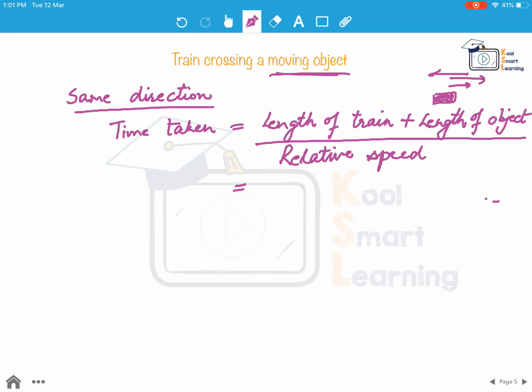So now what is the relative speed? Now first of all, length of the train is capital L, length of the object is small l, divided by, we said that the relative speed when the two objects are moving in the same direction is v1 minus v2. So we can say v train minus the v object. So this will give you the time taken when they are moving in the same direction.